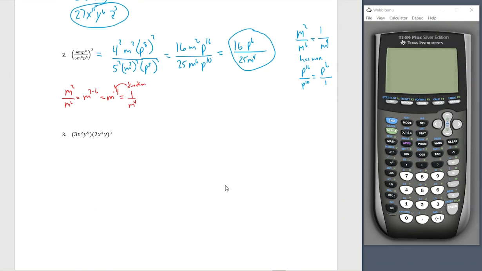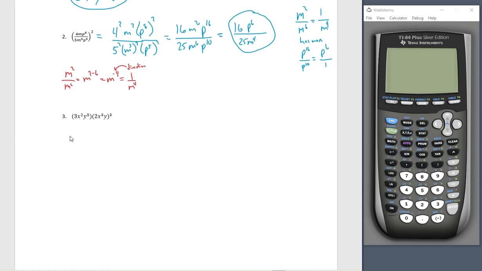All right, let's look at number 3 here. So we'll have 3x squared y to the fifth times 2x cubed y, all to the third. But only the second parentheses is to the third. So I need to handle that first. So I have 3x squared y to the fifth times 2 to the third, x cubed to the third, y to the third. So I take care of that outer exponent, the exponents raised to the exponents, first.